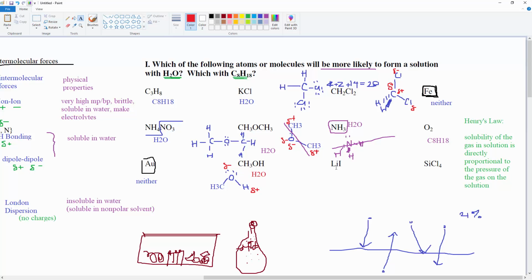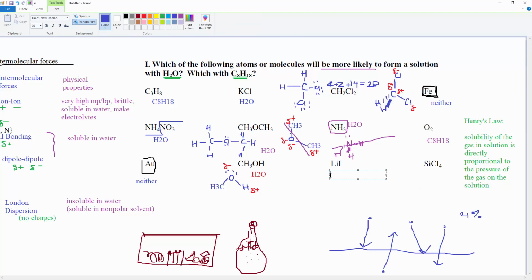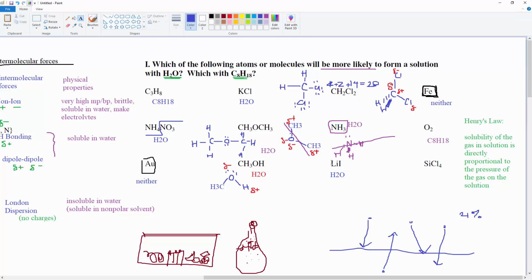All right, what about LiI? Water. Why water? Because it's ionic. Excellent, you are on it. All right, lithium is a metal, so you say metal, non-metal, definitely goes into water because it's an ionic type compound. All right, what about SiCl4?